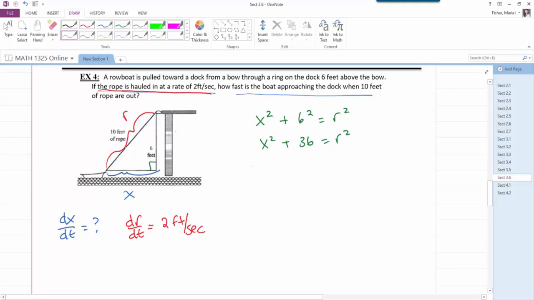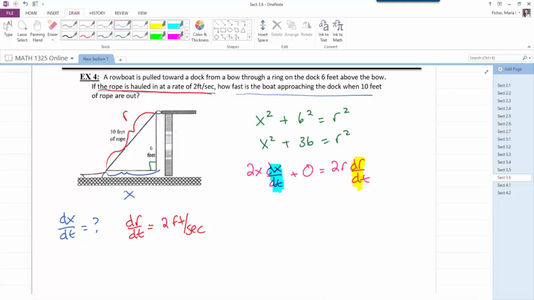We have 2x dx/dt plus the derivative of 36, which is 0, is equal to 2r times dr/dt. Well, I know what dr/dt is. That's given. I'm looking for dx/dt. So now I just need to know, did it tell me what x and what r is? What is x and what is r? Well, it says, how fast is the boat approaching the dock when 10 feet of rope is out? So that means that r is going to be equal to 10 feet.